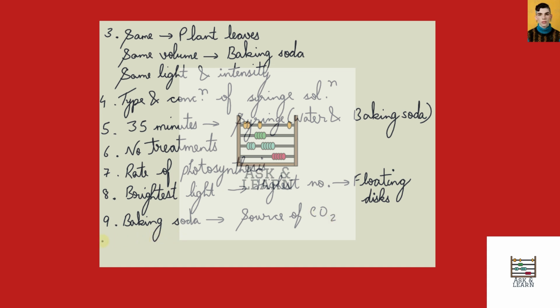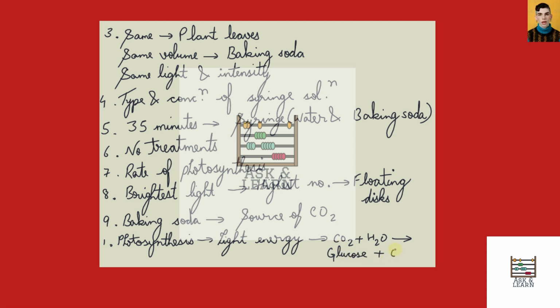The discussion questions, first part. Photosynthesis is a light dependent reaction because it requires light energy to power the process of converting CO2 and water to glucose and oxygen. Without light, the reaction cannot occur.